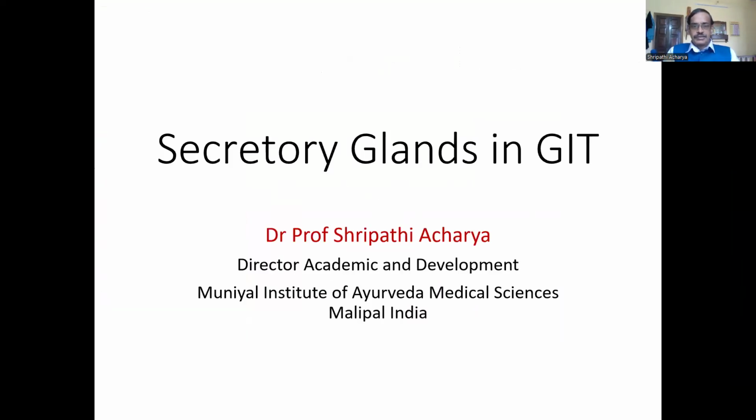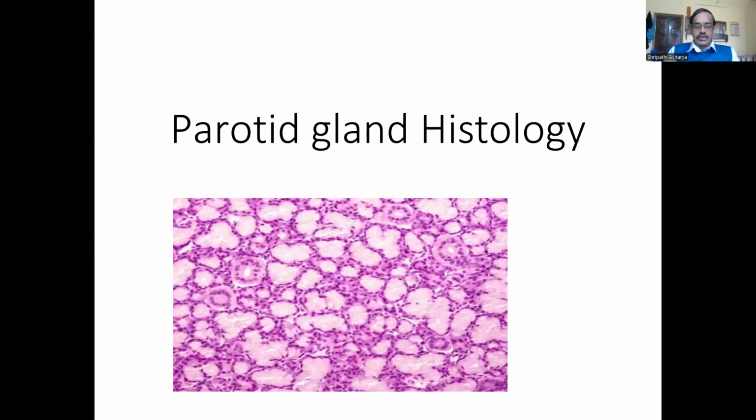So, secretory glands in the GIT. Secretory glands include the salivary glands, that is, the parotid gland, submandibular gland, and sublingual gland, and some glands in the buccal mucosa. Next, gastric glands, intestinal glands, and liver and pancreas. First, let us discuss the parotid gland.